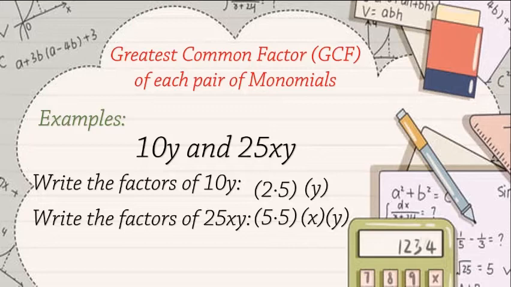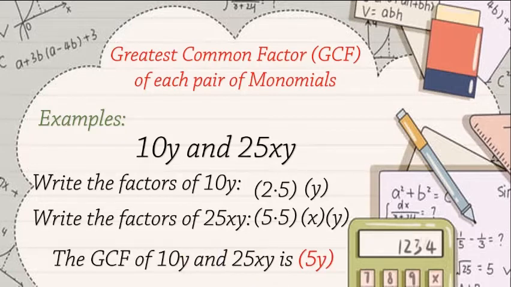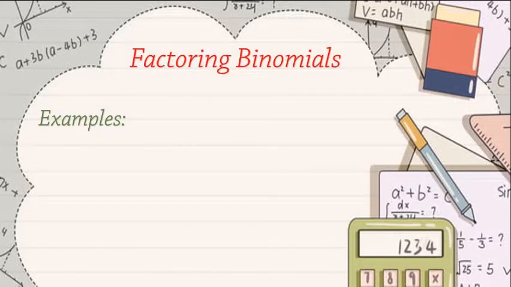Now, what is common in both monomials? It is 5 and y. So we can say that the GCF of 10y and 25xy is 5y. But how are we going to factor the binomials? Let's try the example x squared plus 2x.